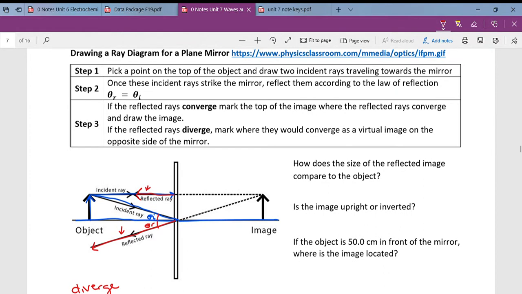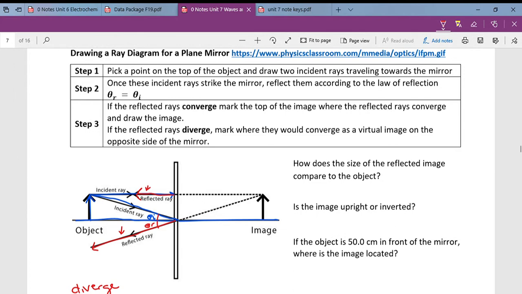So step one was pick a point on the top of the object and draw two incident rays traveling towards the mirror. Done. Step two was that once these incident rays strike the mirror, you want to reflect them according to the laws of reflection. So you want your angle of reflection to equal your angle of incidence. Done. Step three, if the reflected rays converge, mark the top of the image where the reflected rays converge and draw the image. Well, these are diverging. They're never going to meet. So instead, if the reflected rays diverge, you're going to mark where they would converge as a virtual image.